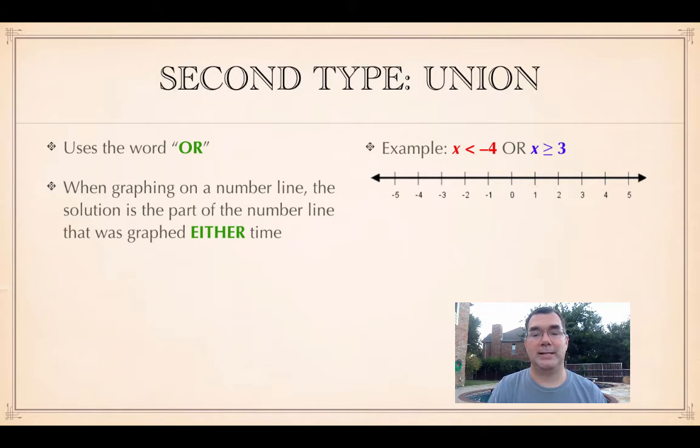So let's look at x is less than -4 or x is greater than or equal to 3. So here's the part where x is less than -4 on the number line, and here are all the numbers that are greater than or equal to 3 on the number line. So I basically want to just combine those into one bigger graphing. And that's what that's going to look like.